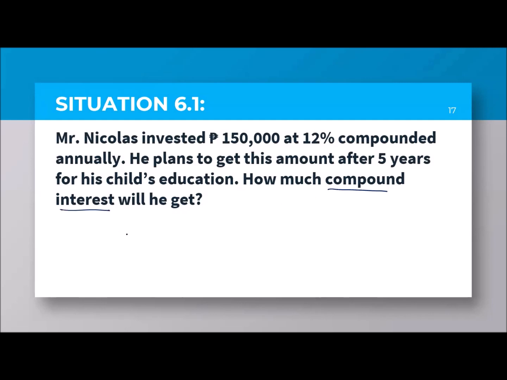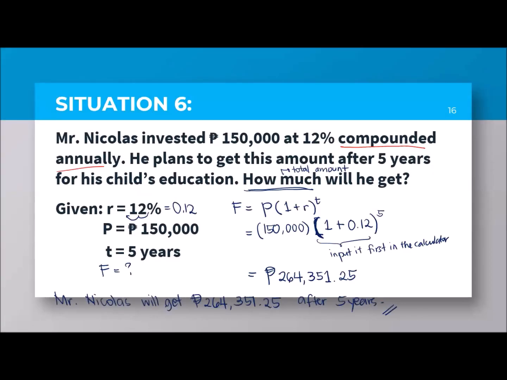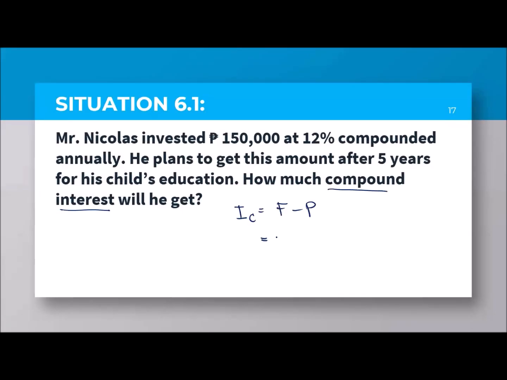Okay? So, madali lang. Katulad ng ginawa natin kanina is yung I sub C is equal to F minus P. Na-compute na natin yung future value. Na ang future value is 264,351.25. So, lagay lang natin yun doon, 264,351.25. Ima-minus lang natin sa principal amount na 150,000. So, get your calculators. I-minus lang natin ng 150,000.